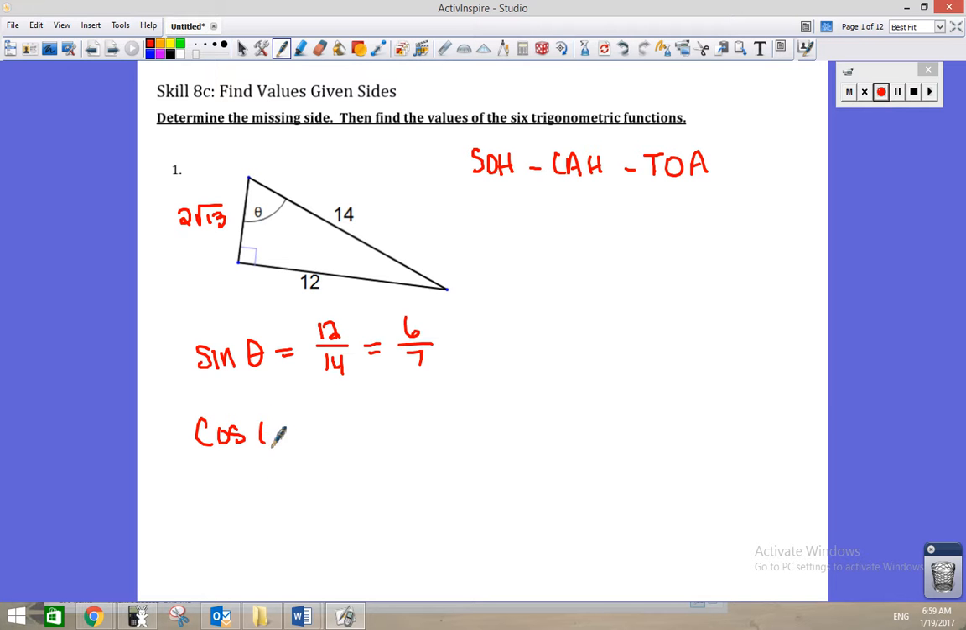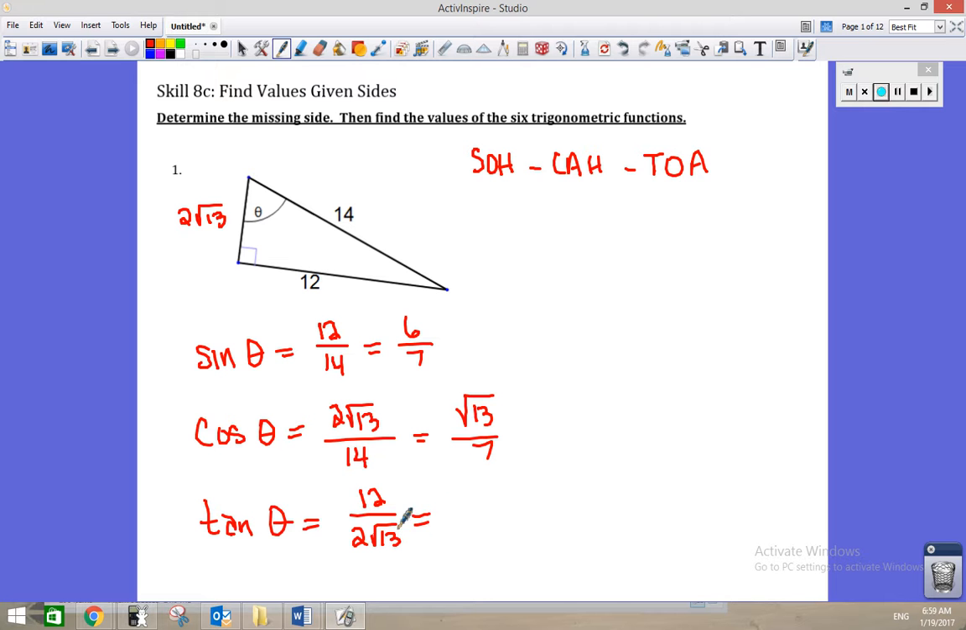The cosine of angle theta, the adjacent leg over the hypotenuse. These are both even numbers, so this reduces. The tangent of angle theta, the opposite leg over the adjacent leg, 12 over 2 radical 13. Those are both even numbers. I need to rationalize the denominator.